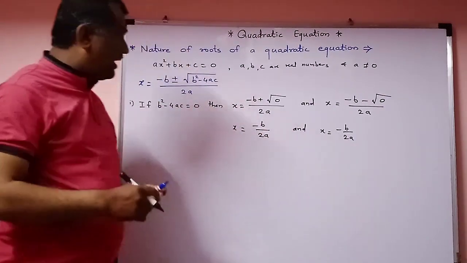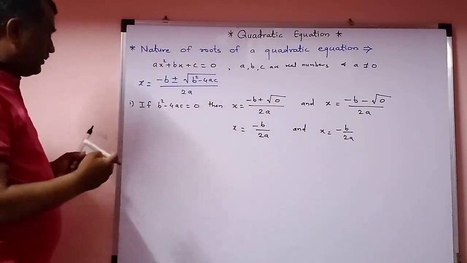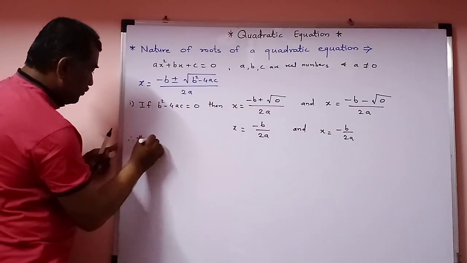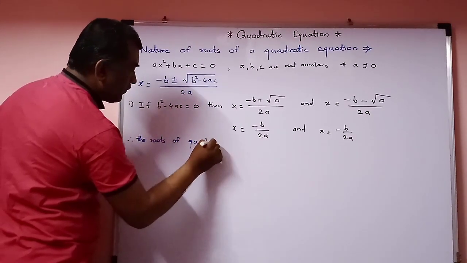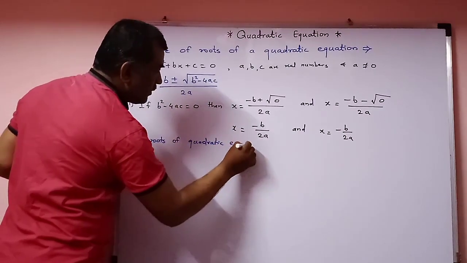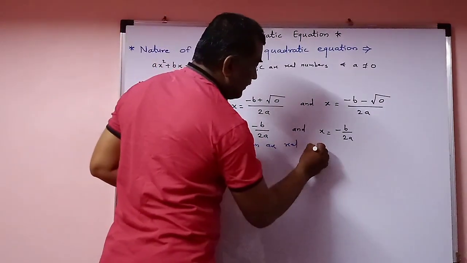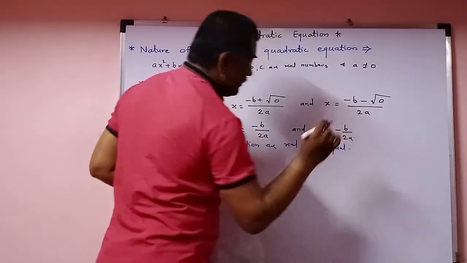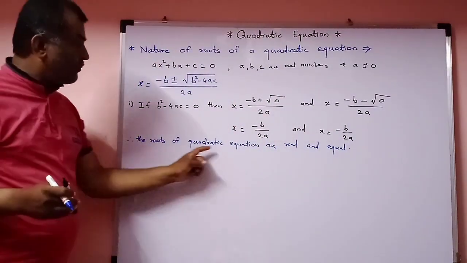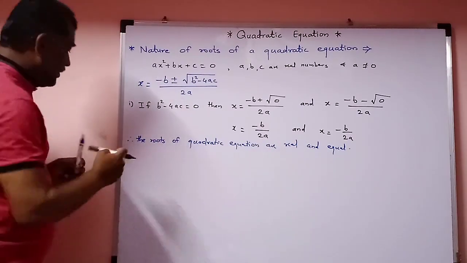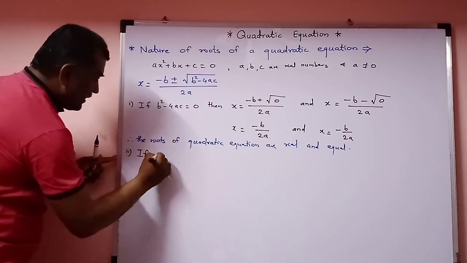These two roots are equal, real and equal. Therefore, the roots of quadratic equation are real and equal. लक्षात आलं का पहा? If b square minus 4ac is equal to 0, then the roots of quadratic equation are real and equal.